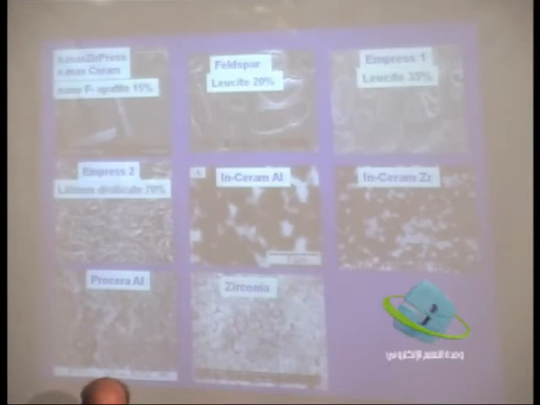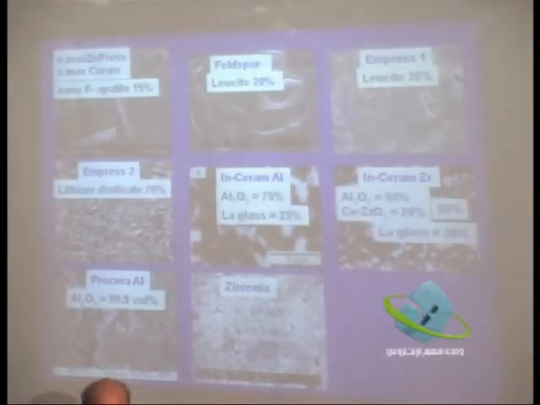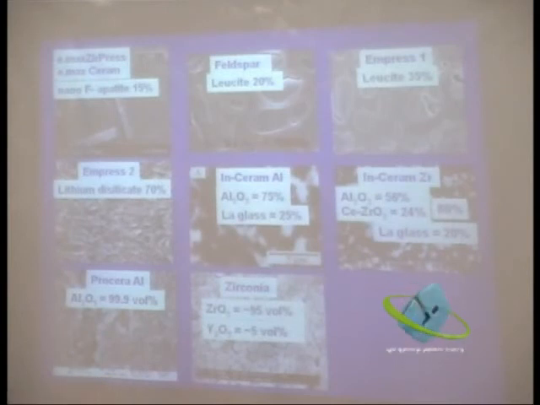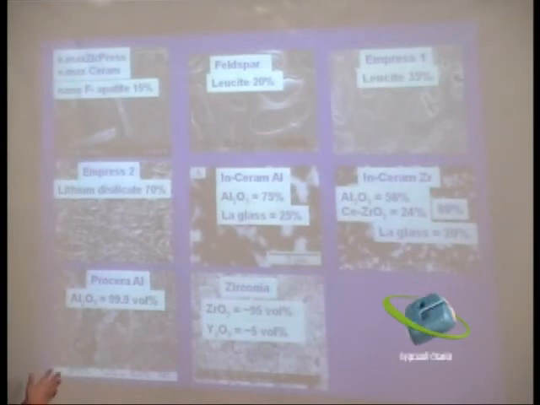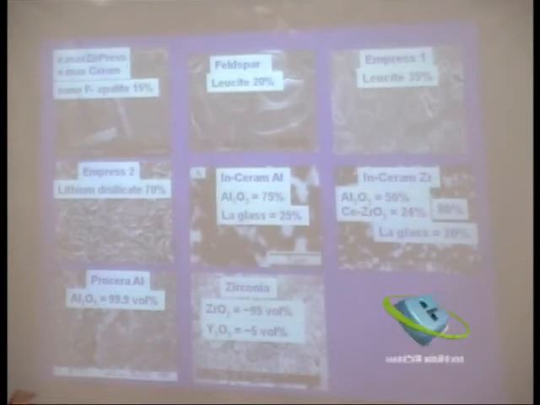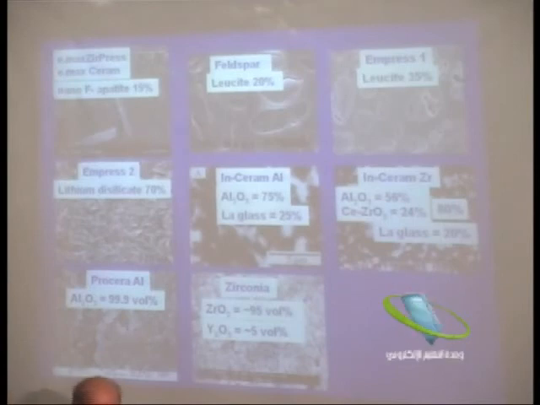And here is the crystalline phase typically of these materials, and we can see that in these materials there are crystalline phases, and the nanofluoroapatite is very small at 10 or 15%. The leucite, the Empress 1, were about 20%, or even higher, up to 30%. The lithium disilicate were up to 70%. And then in the In-Ceram material, we've got about 20% or 25% lanthanum silicate glass, and then the In-Ceram zirconia. And then in the Procera alumina and the zirconia, there's virtually no glass. These are complete non-silicate ceramic materials.